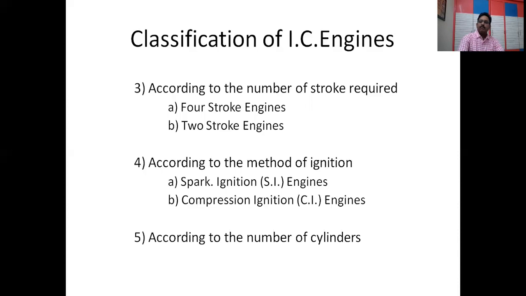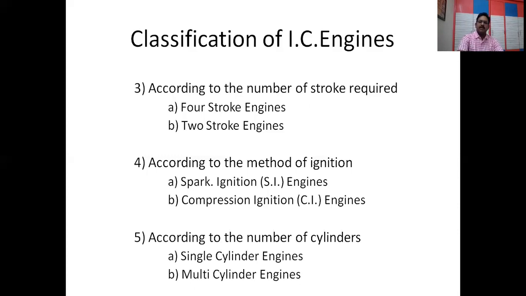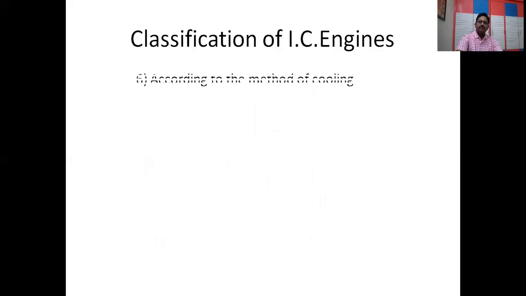According to the number of cylinders, bikes generally have a single cylinder, though some two-wheelers have two cylinders also. So we have single cylinder engines or multi-cylinder engines. Cars and buses are multi-cylinder; generally a small car has a four-cylinder engine.